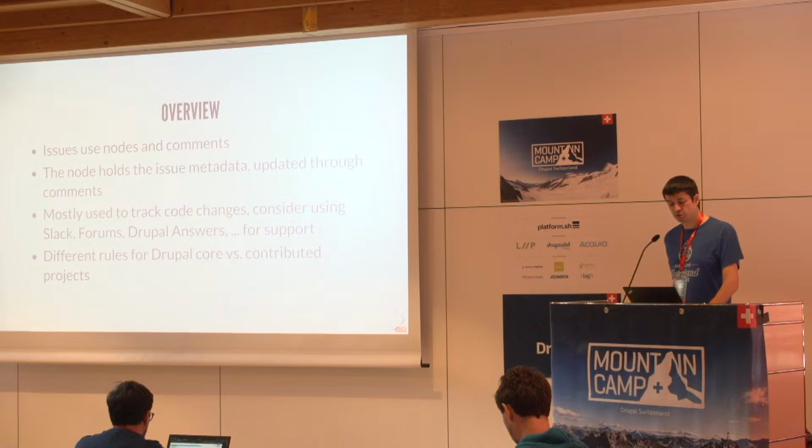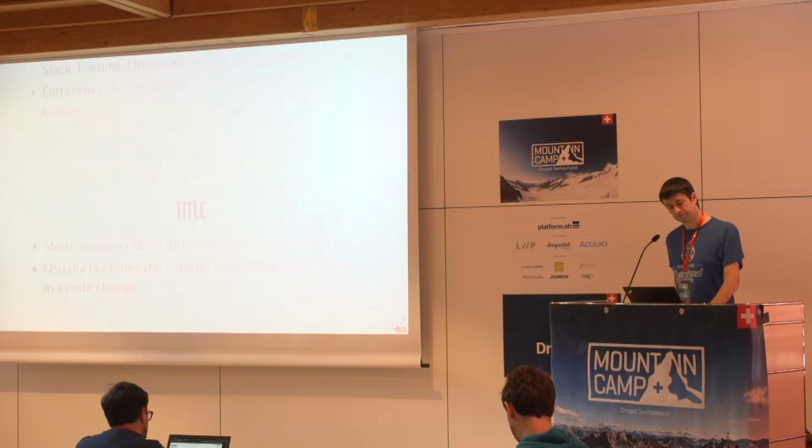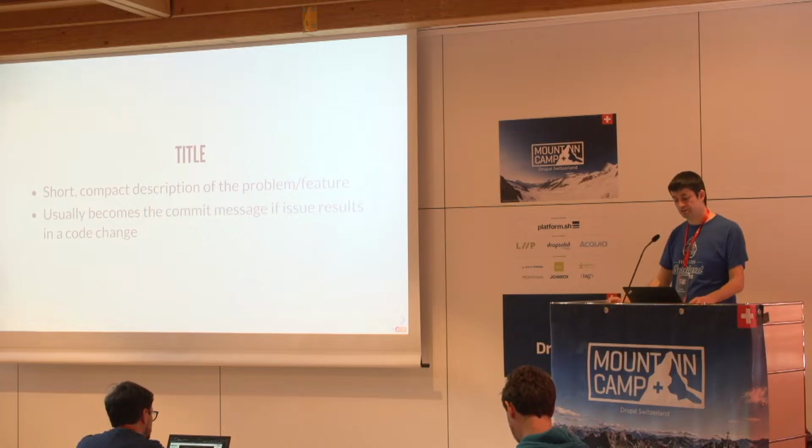There are very different rules for Drupal core and contrib. Core mostly has more rules, more specific processes and workflows. Contrib is up to the maintainer. Going through the fields, the title should be a short description of your problem or your feature request. It's usually becoming the commit message, so keep that in mind. Try to keep it a bit short and descriptive.